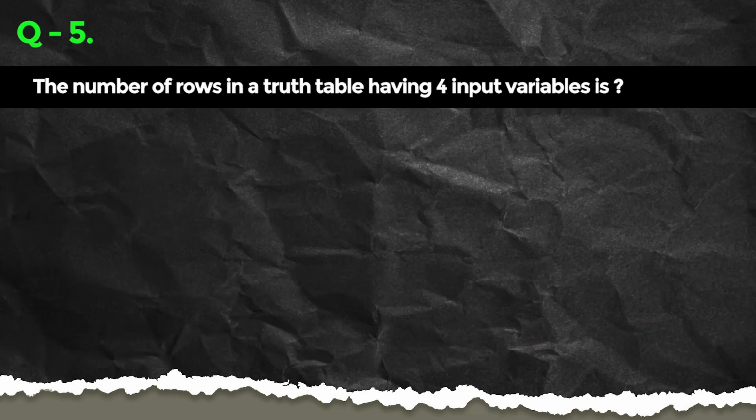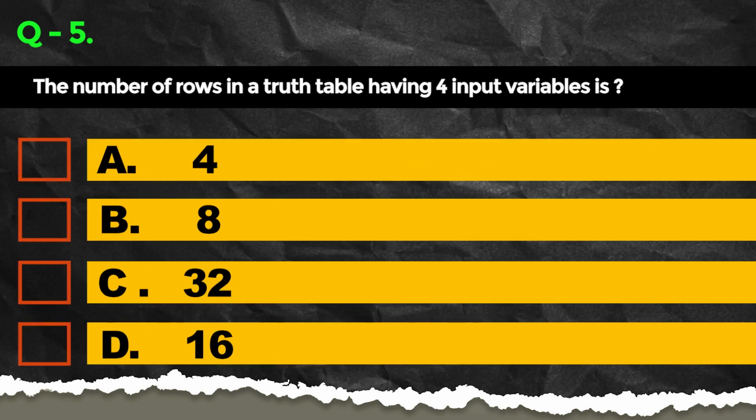The number of rows in a truth table having 4 input variables is, the four options are A 4, B 8, C 32 and D 16. We have learned earlier that if the number of input variables is n, then the number of different possible combinations is 2 raised to n. Here we have got 4 input variables, therefore 2 raised to 4, that is 16, and the last option is the right option, that is, the answer is D.